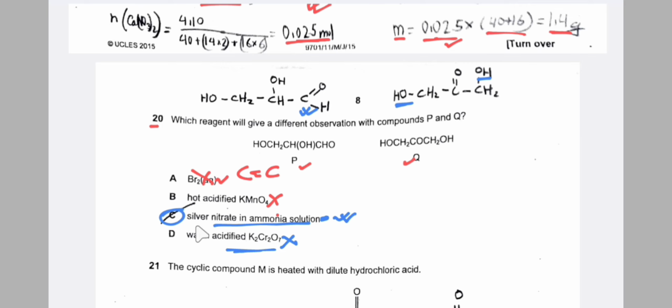So the correct answer is C, that is Tollens' reagent, or silver nitrate in aqueous ammonia solution, which is used to differentiate between these two compounds, because silver nitrate in aqueous ammonia solution is the Tollens' reagent that is used for the identification of aldehyde.